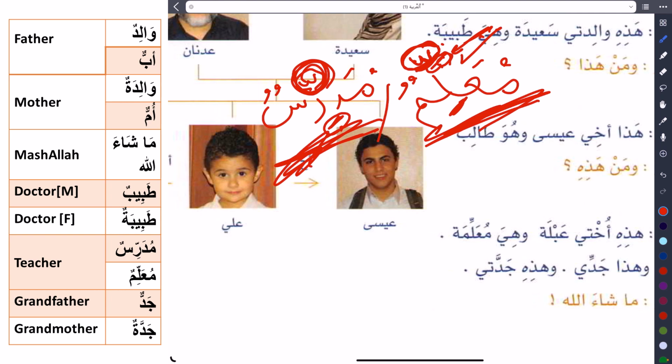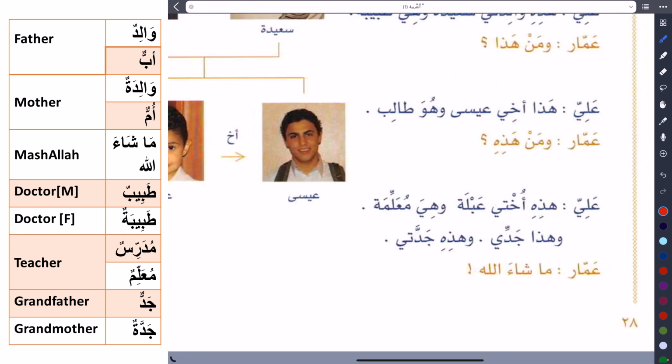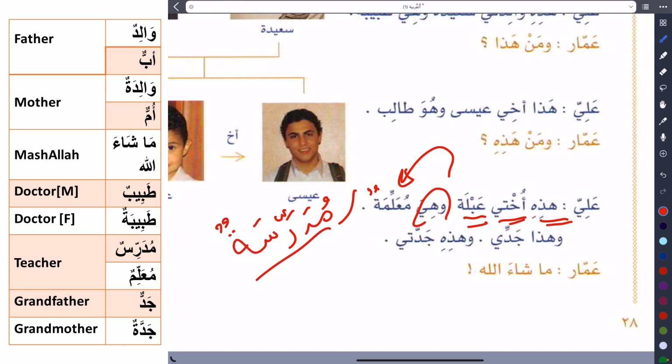How to say my teacher? معلمي مدرسي. How to say a teacher woman? معلمة مدرسة. That's easy. هذه أختي عبلة. This is my sister عبلة, and she is a teacher woman, a female teacher. We can say معلمة or مدرسة, as you want. Both of them mean teacher.